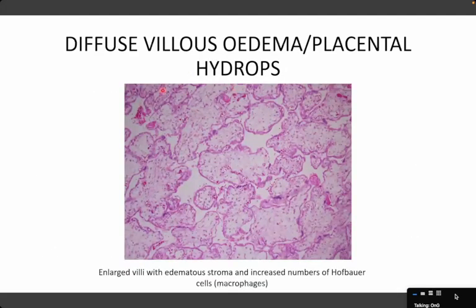Dama mentioned hydrops fetalis, and what we would see in the placenta here is enlarged villi with edematous stroma. These are different to the terminal villi that we saw initially, and they have an increased number of fetal macrophages or Hofbauer cells. These cases are generally divided into immune and non-immune causes of the hydrops.